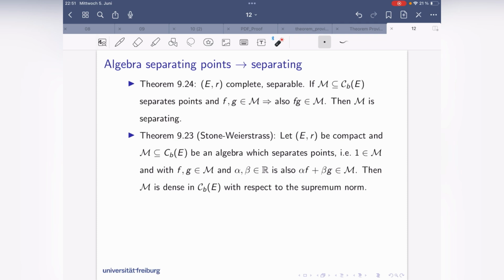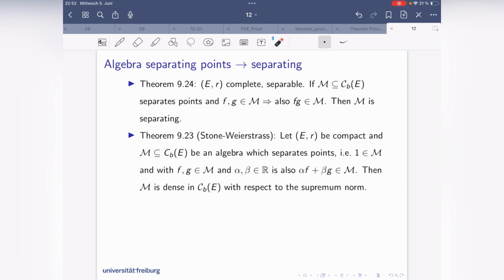You have, again, a complete and separable metric space. You have some set of functions which separates points, so that's the easy property. And you have that M is closed under multiplication. So if f and g are in M, then also f times g is in M.